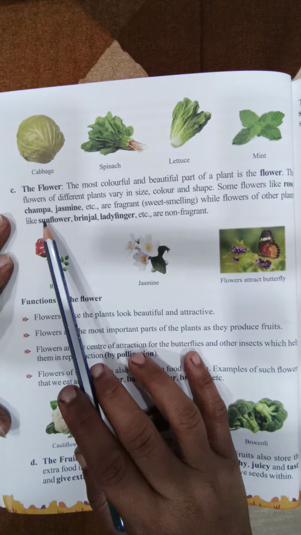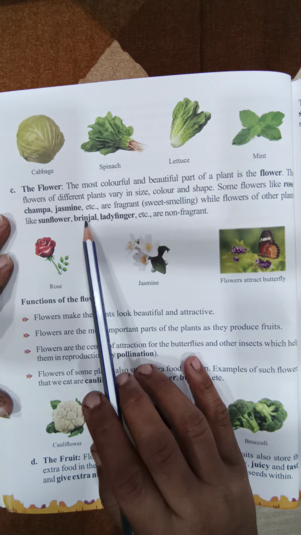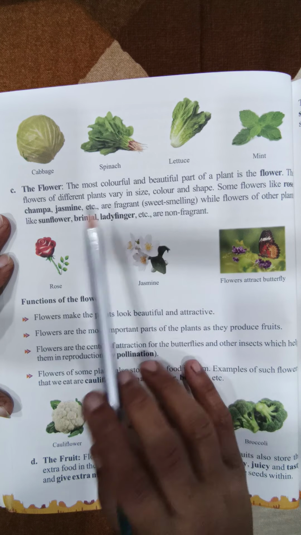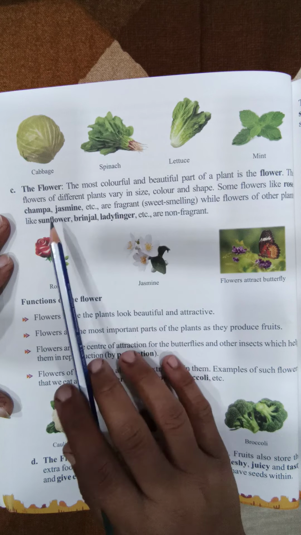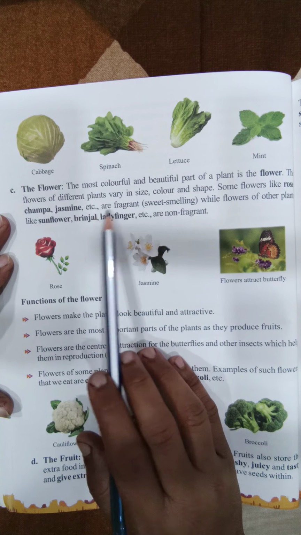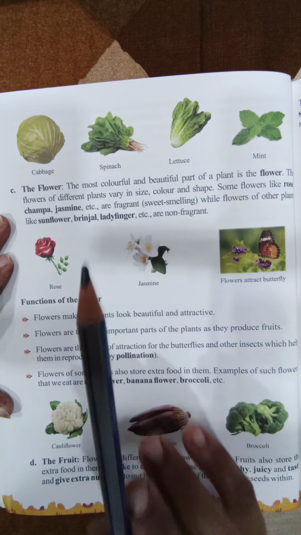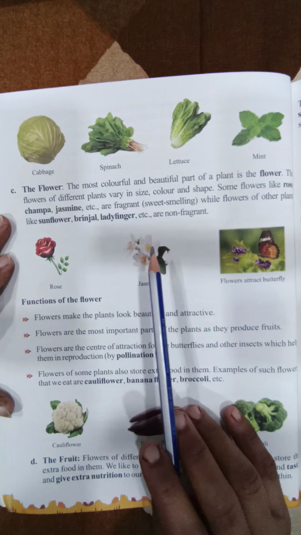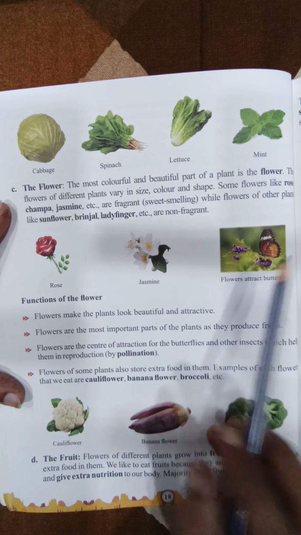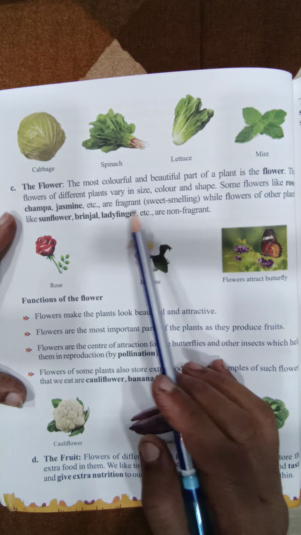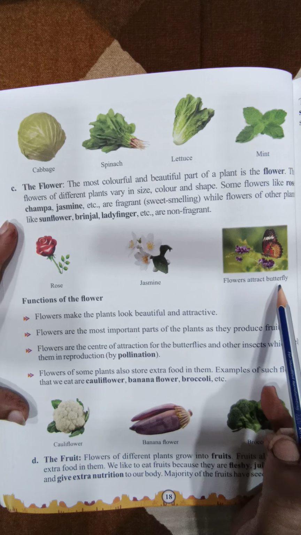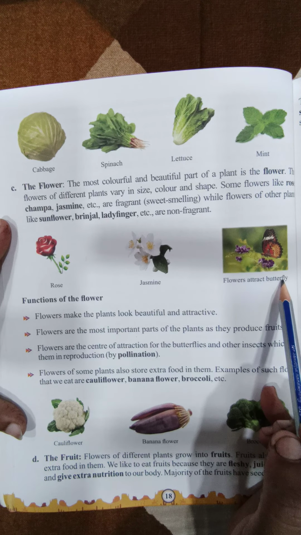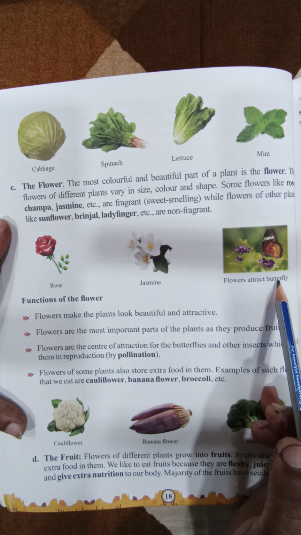Okay, which flowers? Sunflower, brinjal, and ladyfinger, they don't have the fragrance, while the champa, jasmine, and rose flowers are sweet smelling. This is the rose plant and this is jasmine. Why do these flowers produce fragrance? Because they attract the butterflies and other insects for the pollination. Okay, so this is the function of a flower.